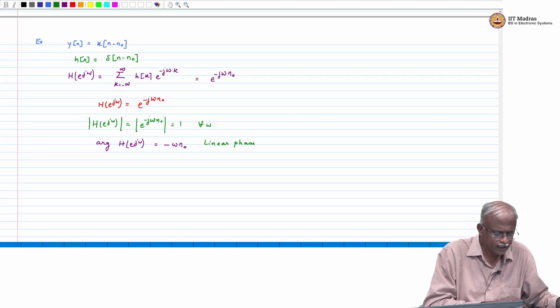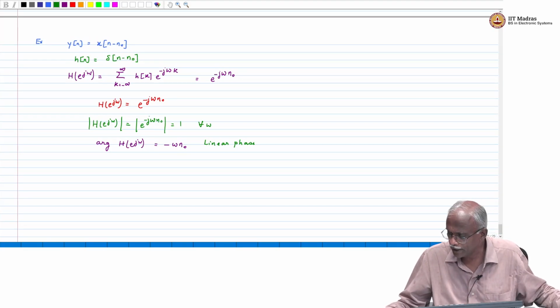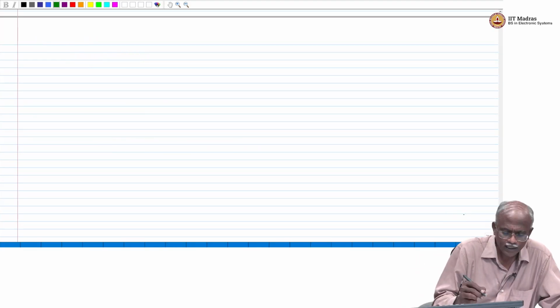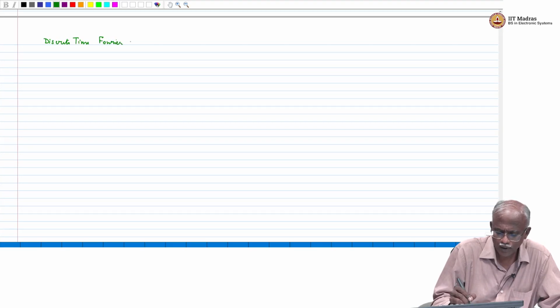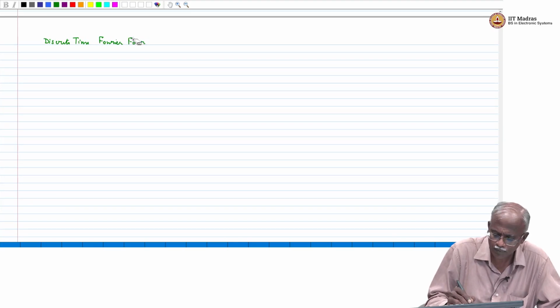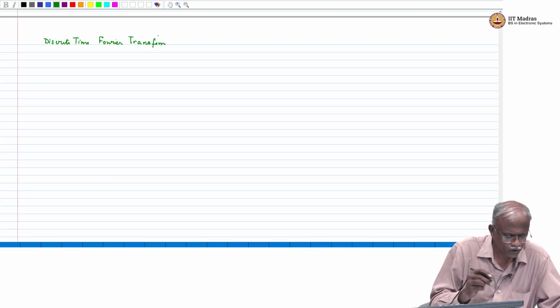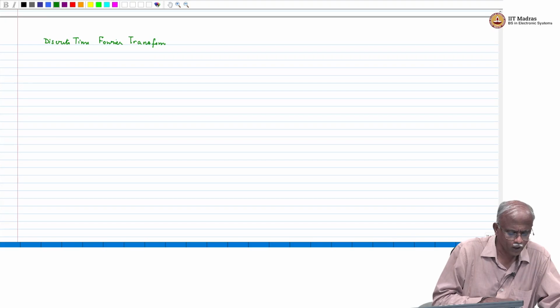So here is the formal definition of the Fourier transform. We will call it the discrete time Fourier transform. This is going to be the topic of study for the next unit. And we're just going to introduce the basic concept and definitions.